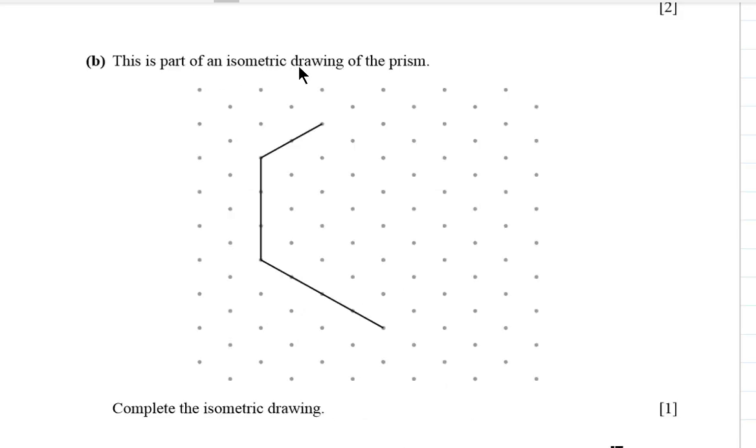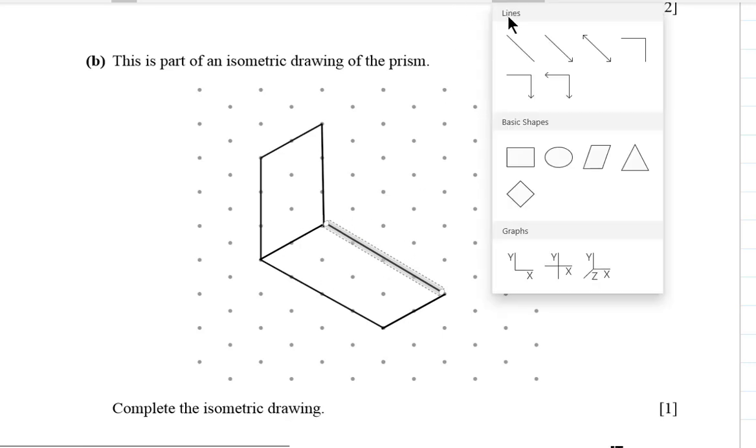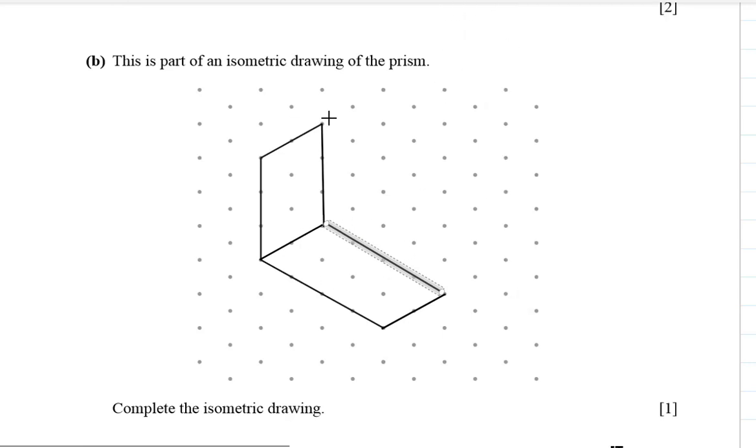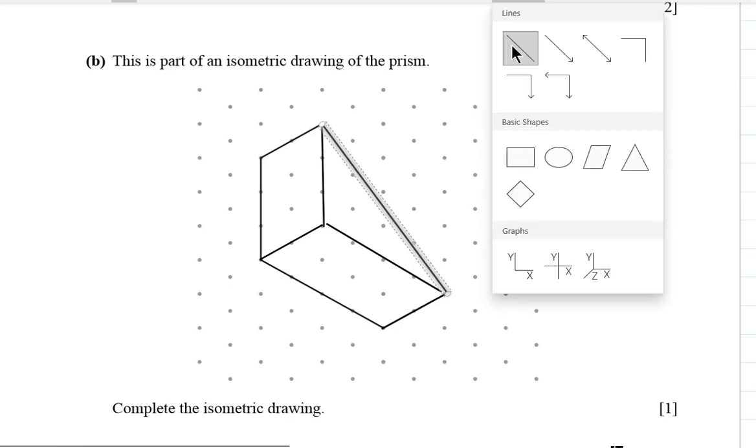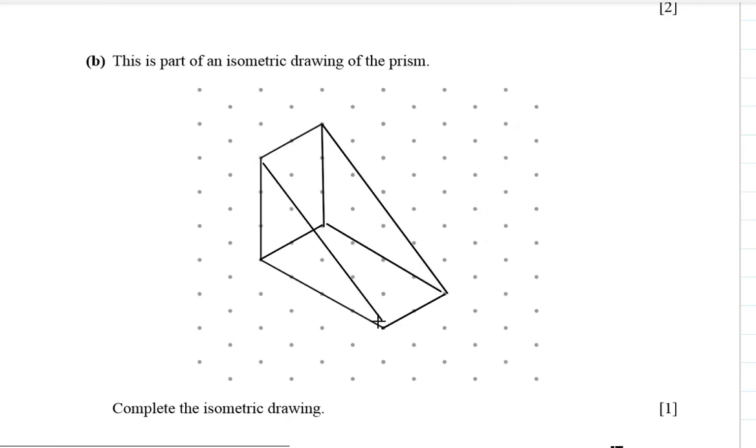B, this is a part of an isometric drawing. It means we want to draw it as a 3D shape. We can use this side, 2, 3. I should draw 2 here also, and here the same. This is 2 also, and this is 3. This is 2 also here. This is the base of the prism, and then finally we can draw these two points and also these two points to draw the 3D shape of the prism.